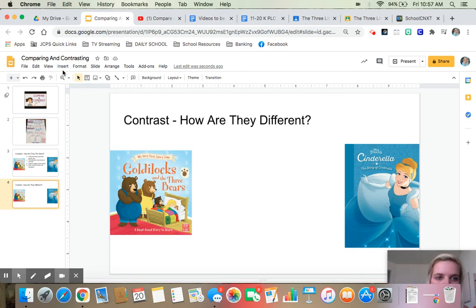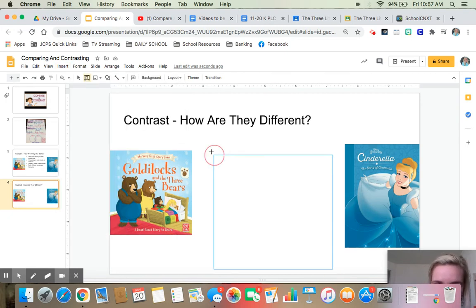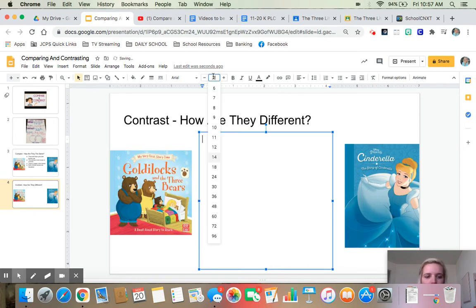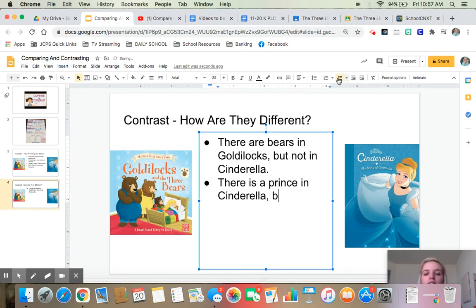So I can think of a few things right off of my mind. So the first thing I'm going to say is there are bears in Goldilocks, but not in Cinderella. There aren't any talking animals in Cinderella. We could say there is a prince in Cinderella, but not in Goldilocks.